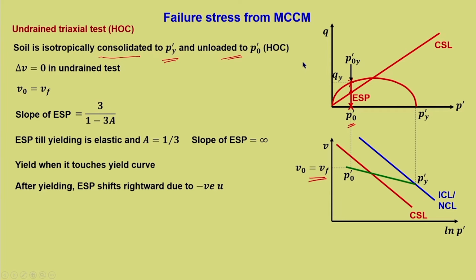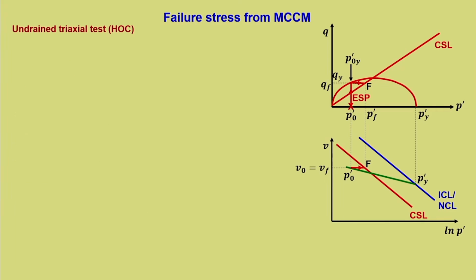After yielding, ESP shifts rightwards due to negative pore water pressure. Again, it is a known fact, it fails when ESP meets the critical state line at F. So, that is F, it is an undrained test, so it meets at F, and P dash F and QF are the failure stresses. Now, the equation of MCCM yield curve is this.